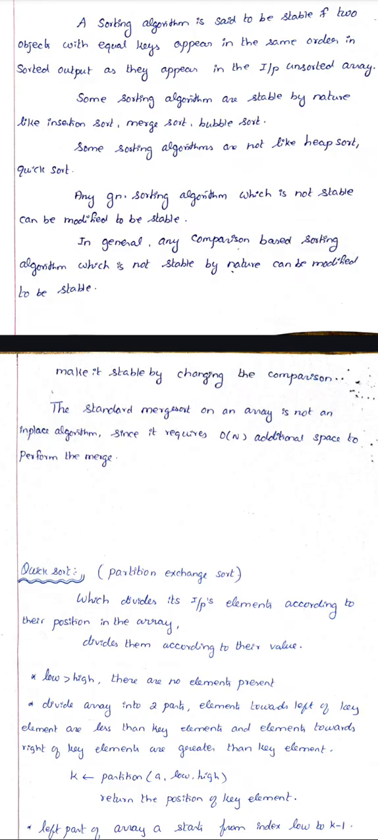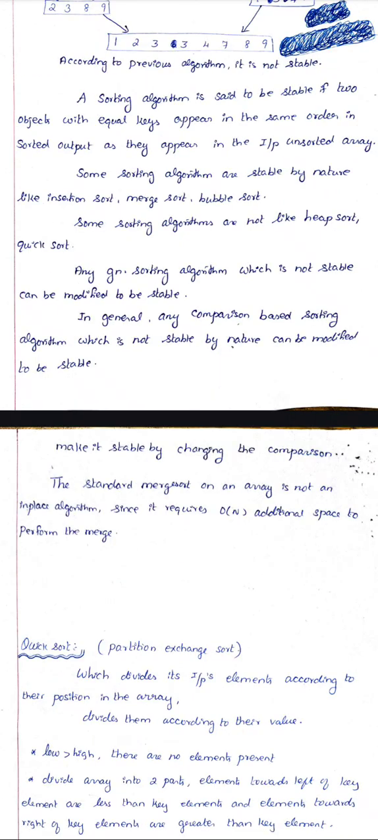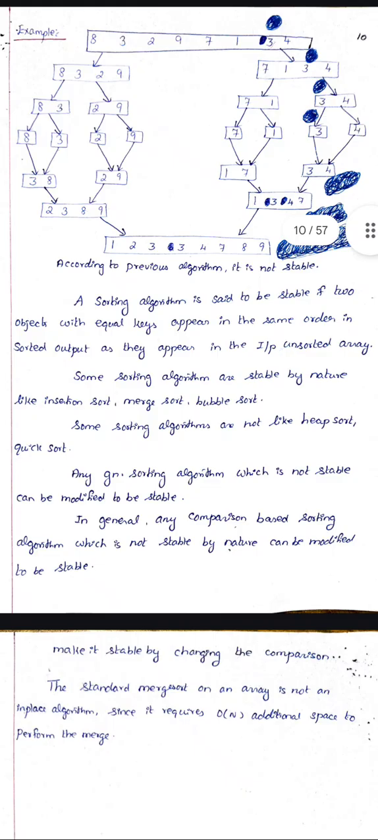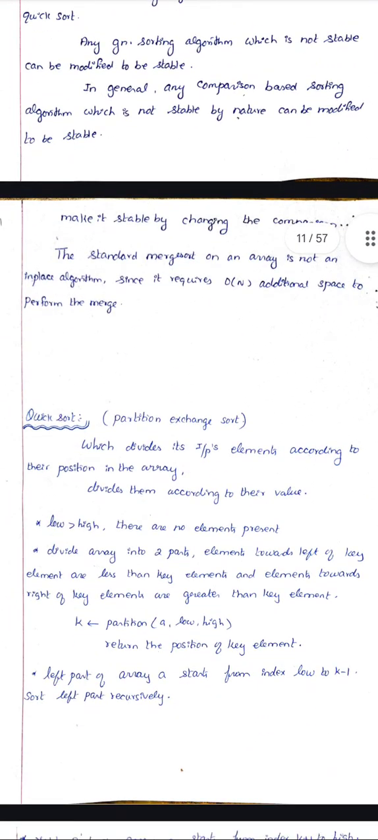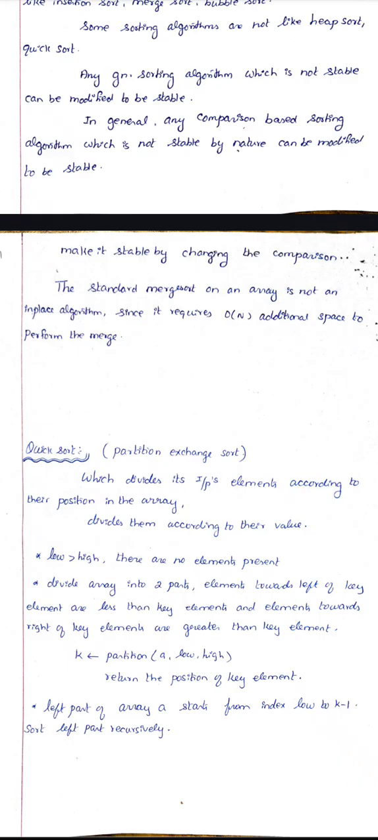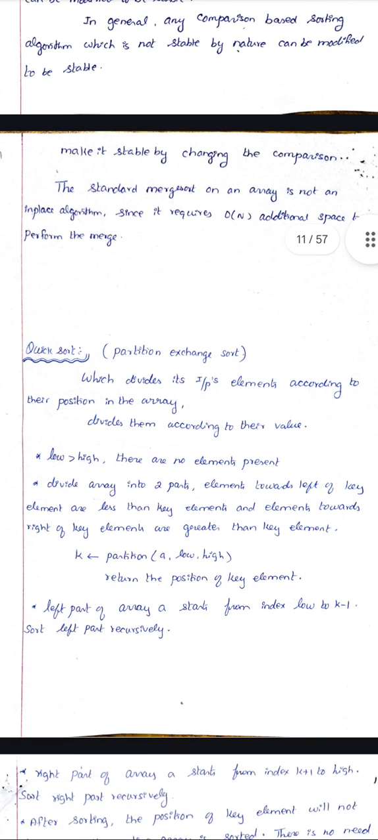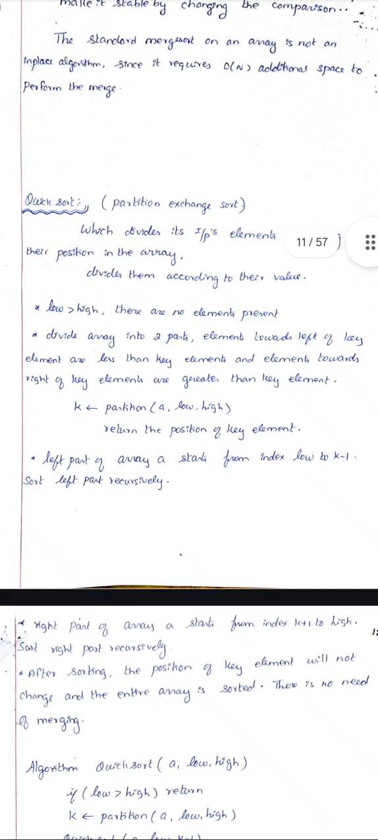The standard merge sort on an array is not an in-place algorithm since it requires O of n additional space. It is not stable because it changes the position of the 3. Which 3? First it takes the 3 which is there in the second element side and then places it before the first occurring 3. That's why it is not stable. It is not even in place because it requires an extra array to perform the merge.